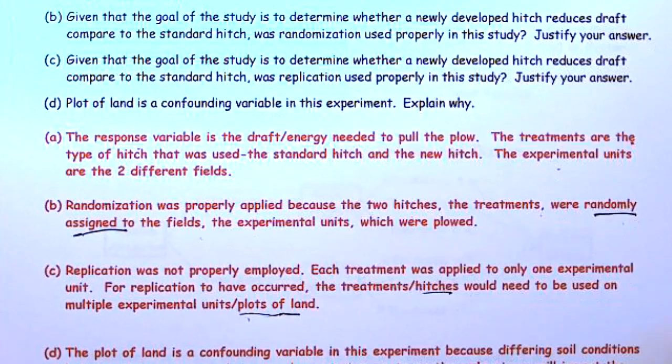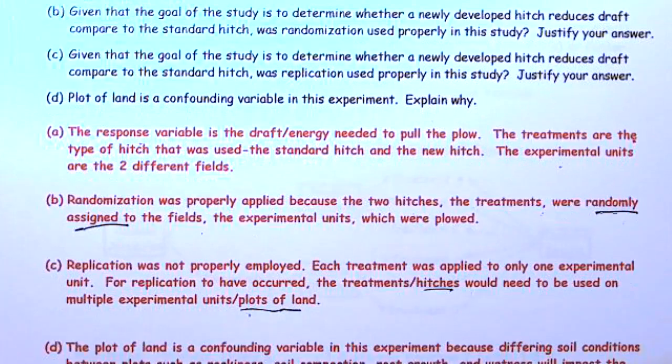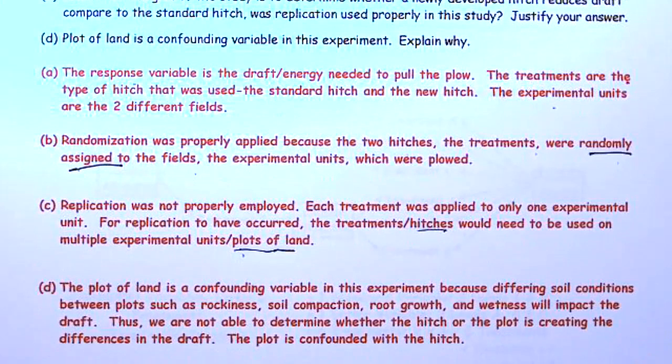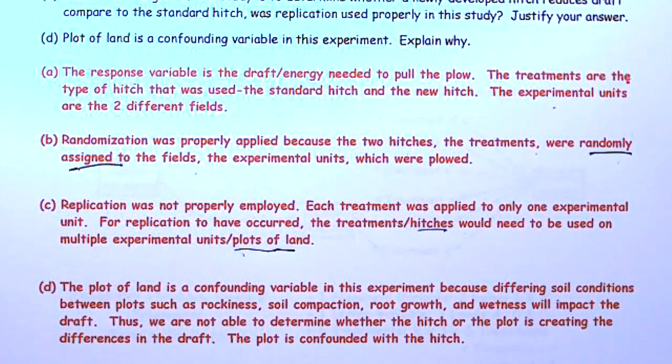Plots of land is a confounding variable in this experiment. Explain why. The plot of land is a confounding variable in this experiment because different soil conditions between plots, such as rockiness, soil compaction, root growth, and wetness, will impact the draft. You only needed to come up with one of those. You did not have to come up with all of those. Thus, we are not able to determine whether the hitch or the plot is creating differences in the draft. The plot is confounded with the hitch. We don't know what's causing the difference.